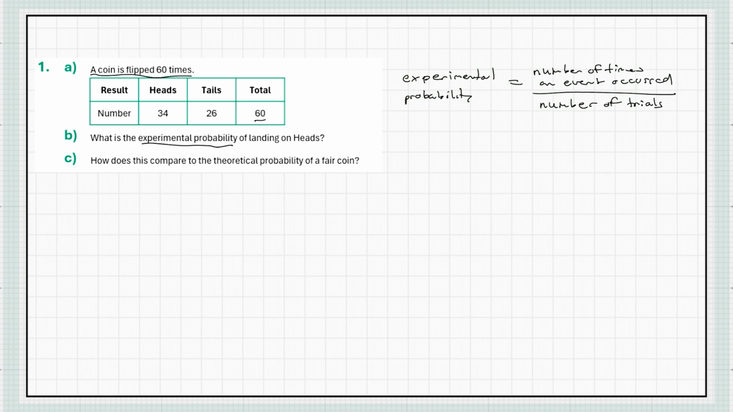Now that sounds complicated. It's pretty simple. In our first example here, if we're looking for the experimental probability of landing on heads, well, that's just going to be equal to the number of times the event we're interested in occurred, which is 34, divided by the total number of trials, which is 60. And that's our experimental probability. Now, we can simplify this further if you want to. You can reduce this whole thing down if you feel like it.